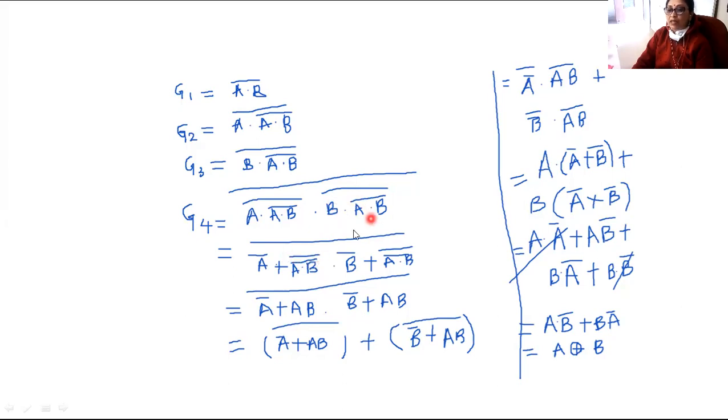Okay. Similarly here also let us call this as X, let us call this as Y. So this is X dot Y whole bar. So using De Morgan's theorem, it will become X bar plus Y bar. Okay. Now here X bar means B bar. And Y bar means A dot B bar चा bar.